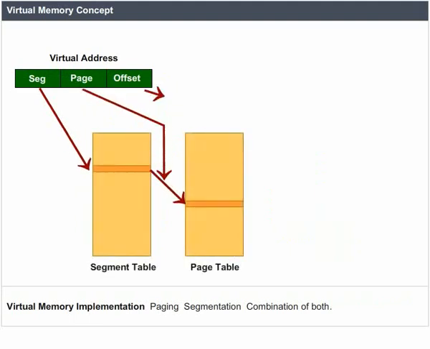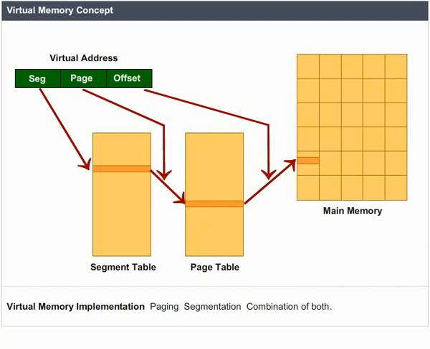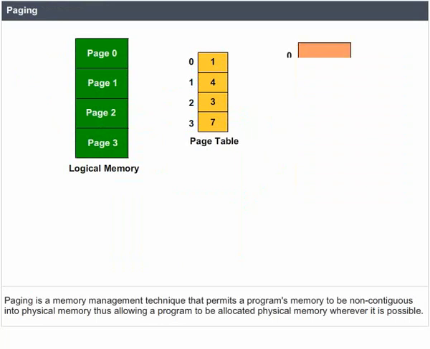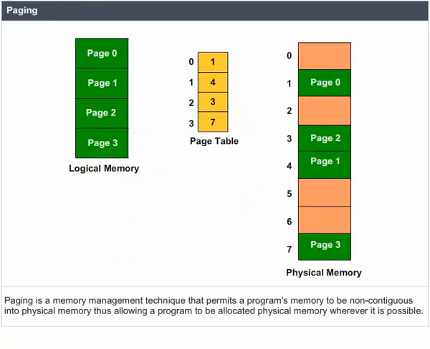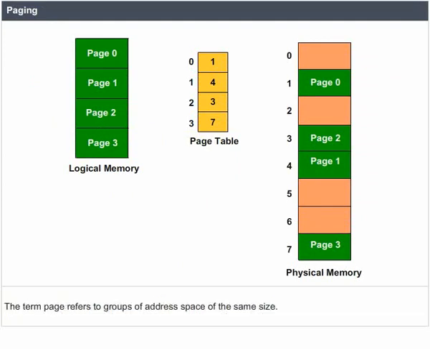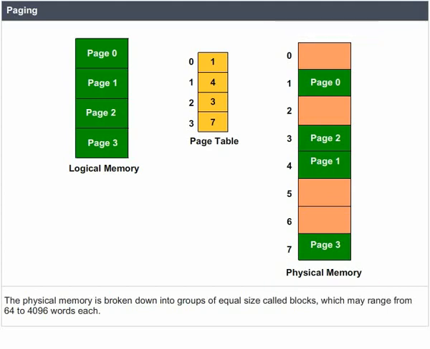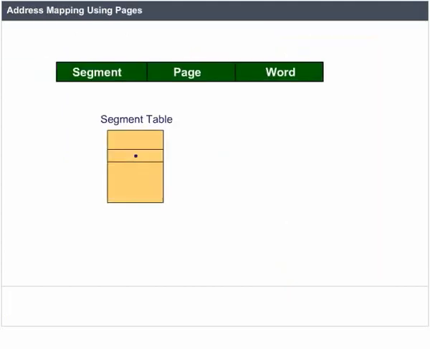Virtual memory implementation: paging, segmentation, or a combination of both. Paging. Paging is a memory management technique that permits a program's memory to be non-contiguous in physical memory, thus allowing a program to be allocated physical memory wherever it is possible. The term page refers to groups of address space of the same size. Address space and memory space are each divided into groups of fixed size. The physical memory is broken down into groups of equal size called blocks, which may range from 64 to 4096 words each.